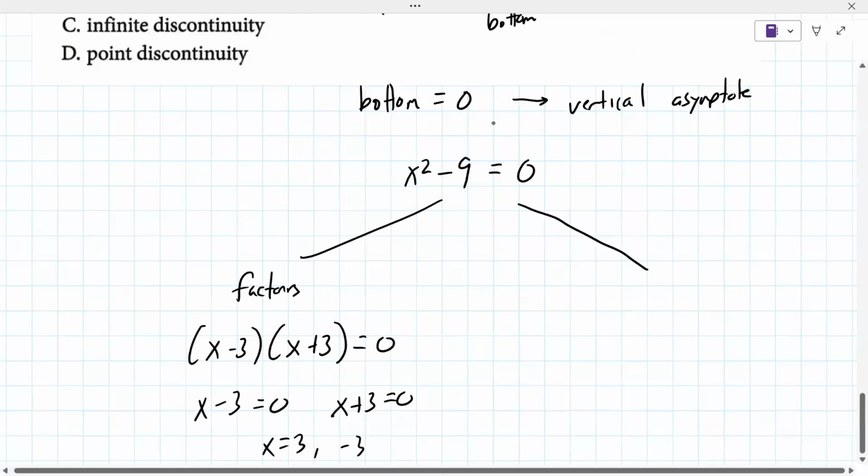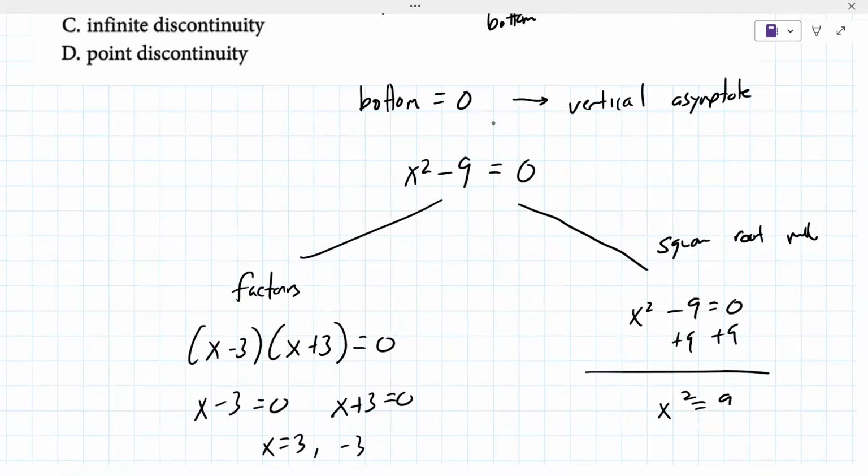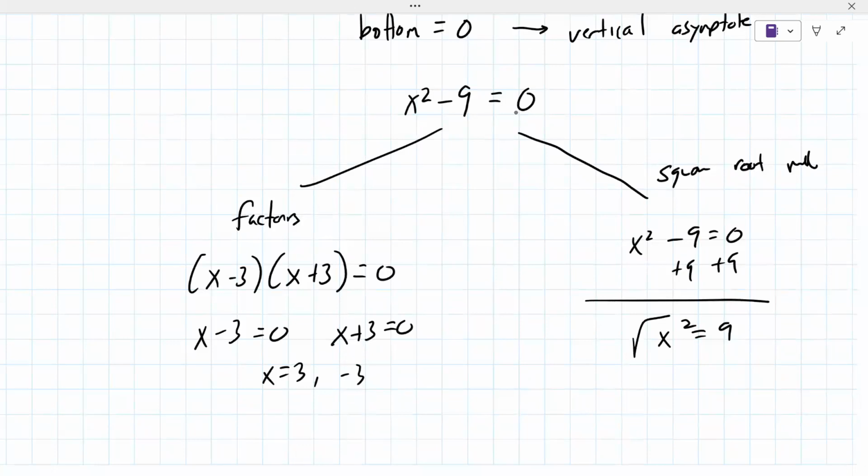If you use the square root method, you would add 9 to both sides. X squared equals 9. You would take a square root of both sides. X equals plus or minus the square root of 9, which is plus or minus 3. So you notice you get the same either way.